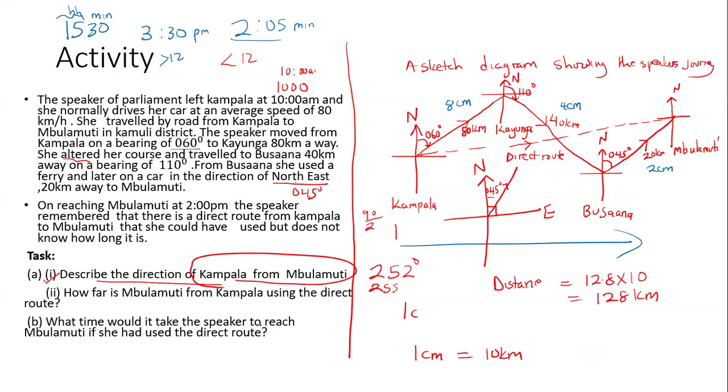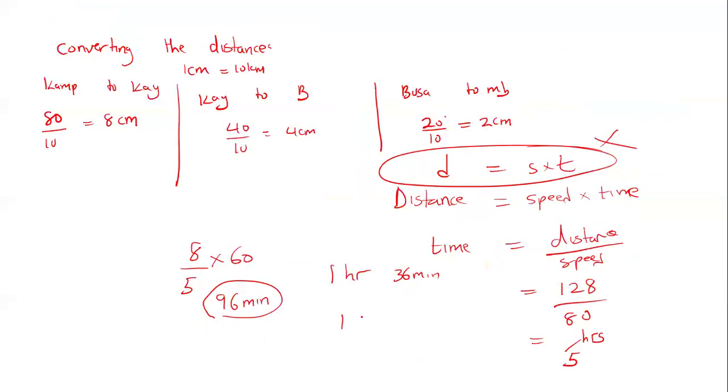Now, next time, they may ask you, at what time would the speaker have reached Bulamuti if she had used the direct route? Now, there you think quickly that they told you that the journey for the speaker starts at 10. If they are specific, at what time would she have reached? Then you say, if she had started at 10 a.m., then I'll add the 1 hour and 36 minutes. So 10 plus 1 hour and 36 minutes means that the speaker will reach at 11:36 a.m.